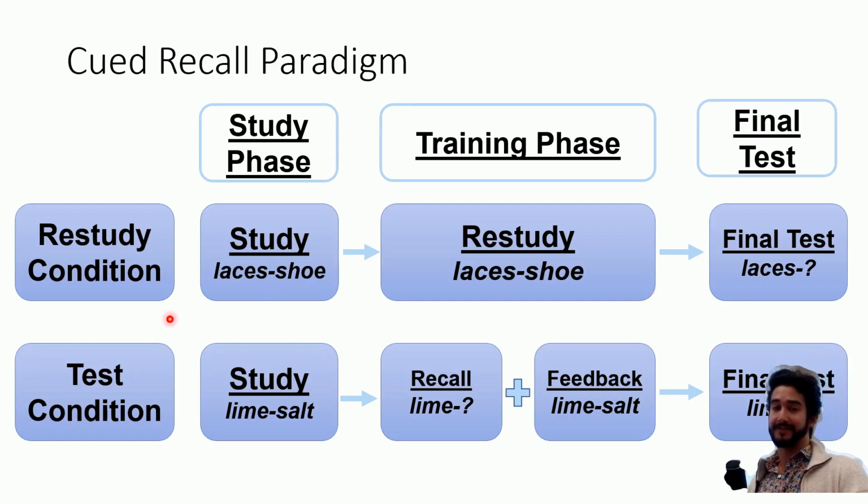In the test condition, you initially learn the information, lime salt, and then in the training phase you're shown the cue word and asked to recall the target word, salt. Regardless of your answer, you're given correct answer feedback, lime salt. Then again, 2 days later, or whatever retention interval you have, you get a final test where you're shown the cue word and asked to recall the target word, salt. In this design, the test condition will have better recall than the restudy condition in pretty much all cases.